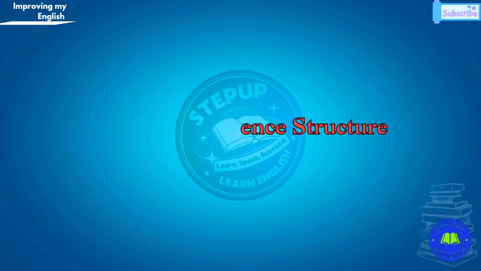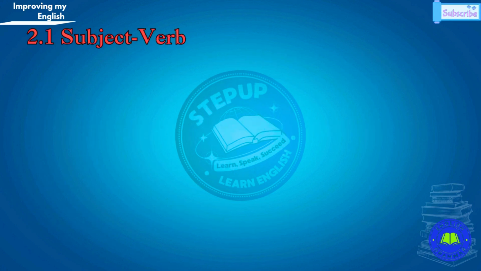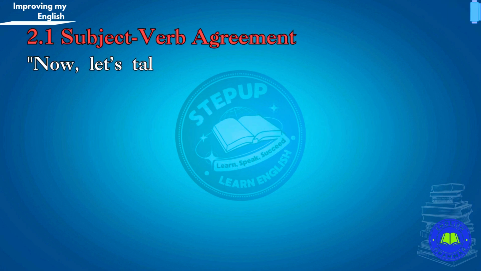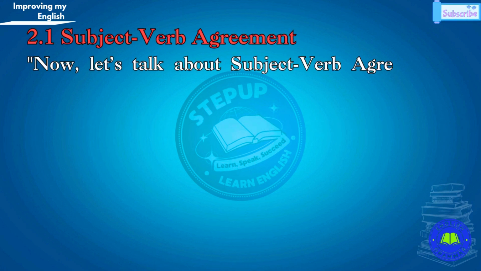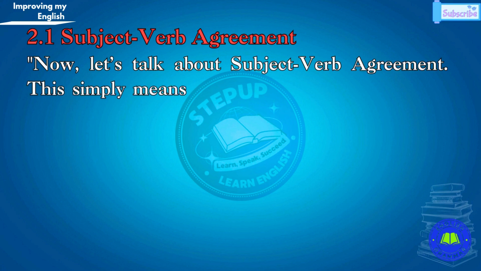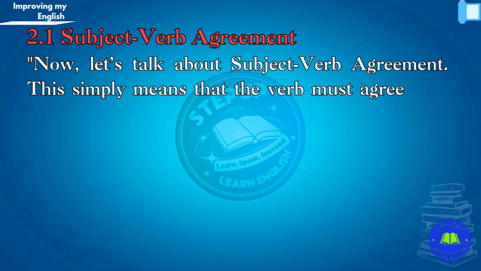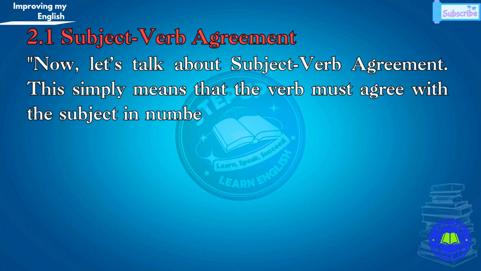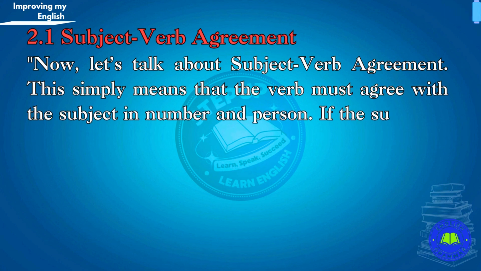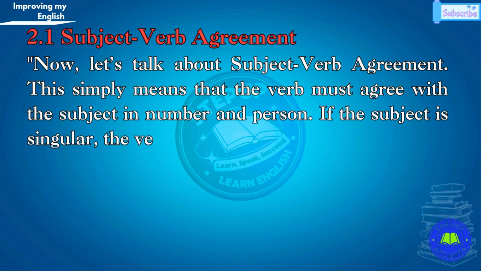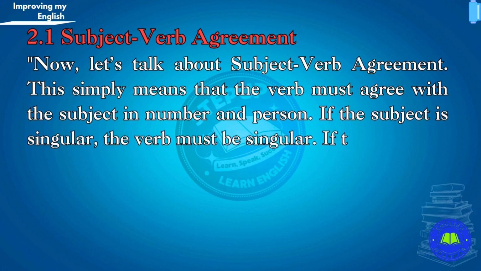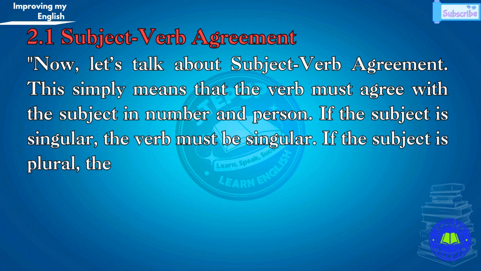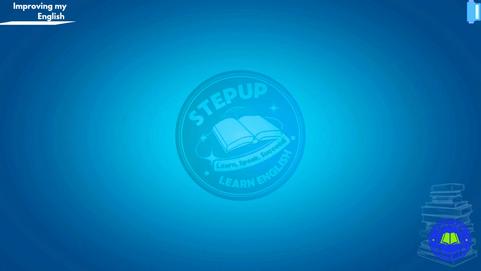Chapter 2. Sentence Structure. 2.1 Subject-Verb Agreement. Now, let's talk about subject-verb agreement. This simply means that the verb must agree with the subject in number and person. If the subject is singular, the verb must be singular. If the subject is plural, the verb must be plural.